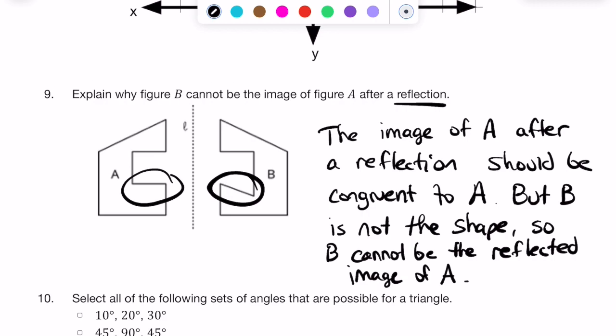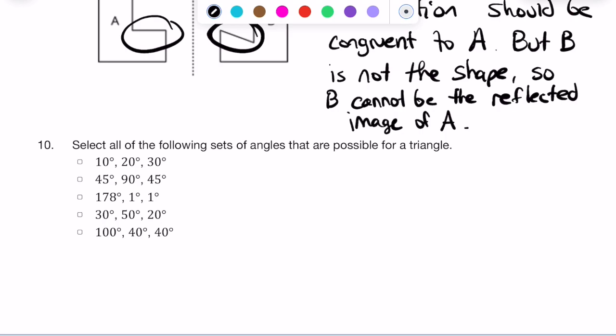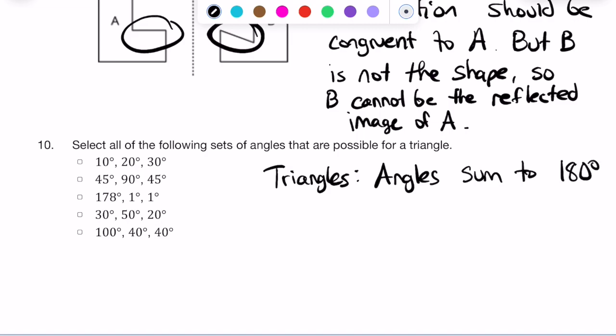Awesome. And then finally, select all of the following sets of angles that are possible for a triangle. So again, this is testing our knowledge of the fact that in triangles, the angles sum or add up to 180 degrees. So all we have to do is add these three in each of them, and then just the correct answers are the ones that sum to 180. So 10 plus 20 plus 30, that's 60 degrees, so that's not right. 45 plus 90 plus 45 is 180, so that's right.